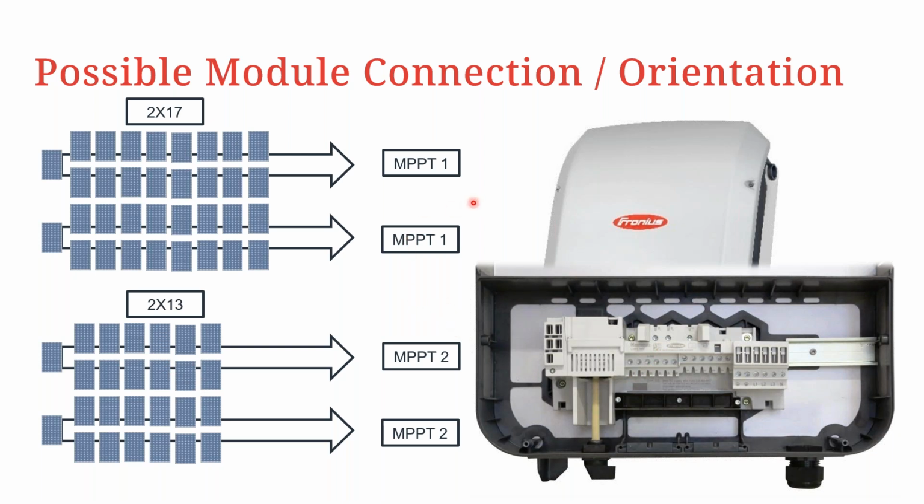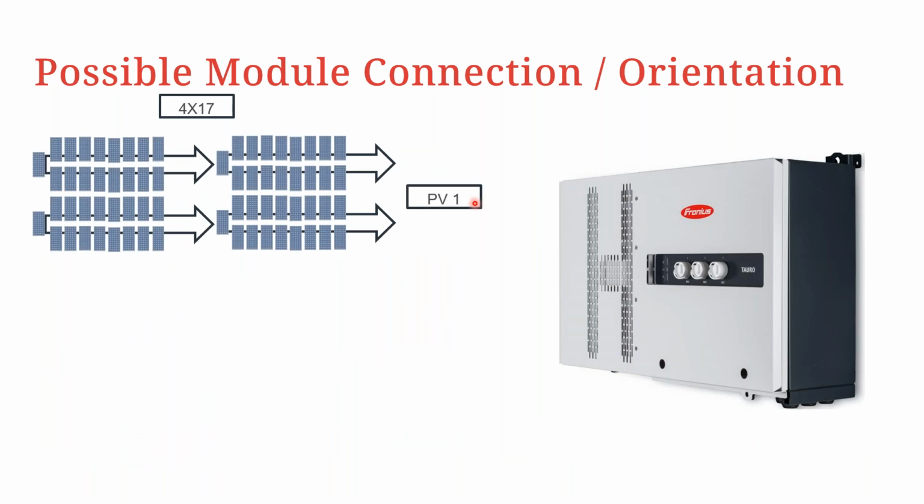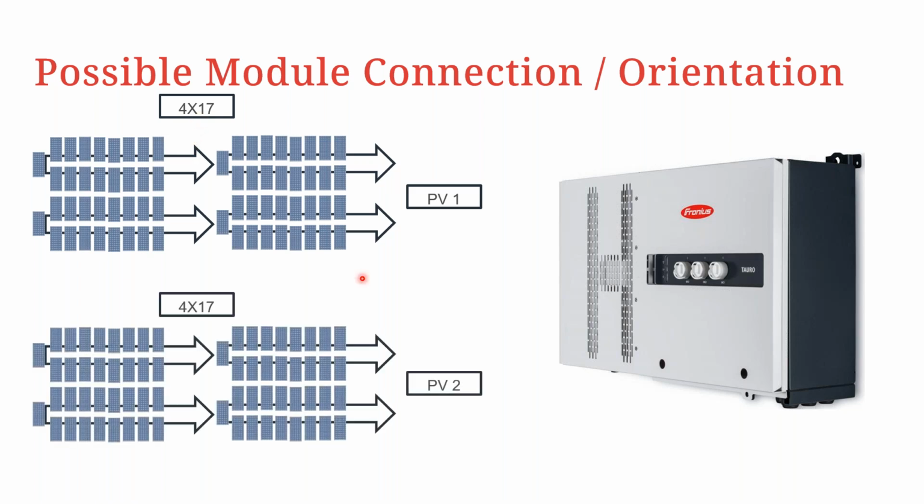When it comes to the Tauro side, for example, if you are designing a bigger commercial system, then you could have up to 4 strings. Although we said that the Tauro Eco has 1 MPPT, it is divided into different DC connection areas. So for example, you could have PV1, which is DC connection 1 for the Tauro, taking 4 strings of 17 modules each. And then you could also have the second string configuration for PV2, or DC connection area 2, with 4 strings of 17 modules each.